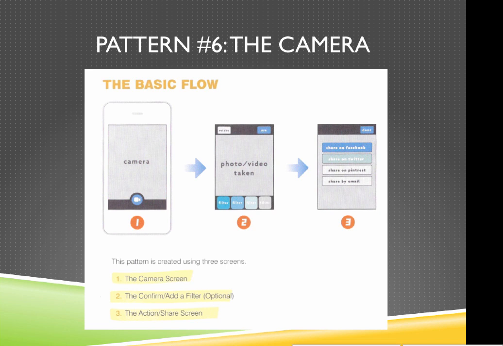The confirm add filter screen is typically accessed via a button on the bottom right side of the camera screen. And then in the filter screen, the user is able to add filtering preferences to enhance or stylize the image to his or her liking. And then lastly, the action share screen enables users to share their photos via email, text, or of course, social media.